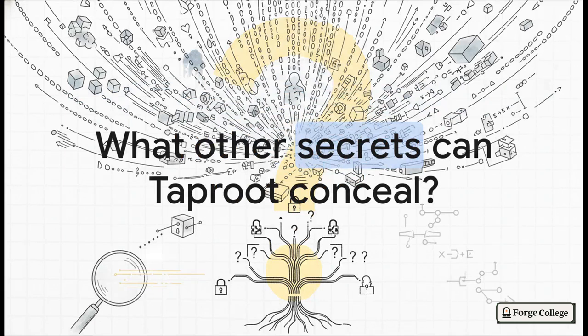Which leaves us with this final, rather provocative thought. If a single signature can mathematically hide a whole crowd of signers in plain sight, what other incredible secrets and complex contracts can Taproot conceal on the blockchain?